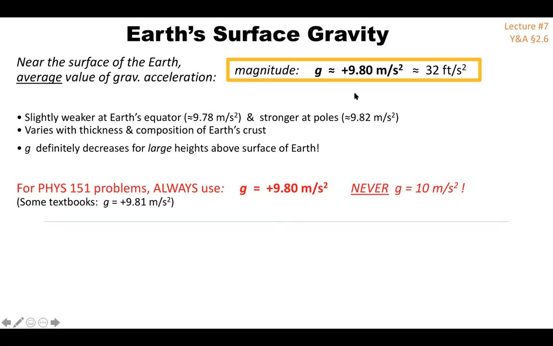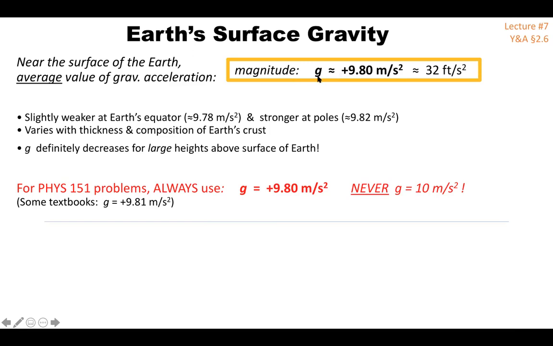The value of this acceleration that all masses experience near the surface of the Earth, if we make the free fall approximation, like no air drag, the value of little g near the surface of the Earth is 9.80 meters per second per second. So that's the value, the magnitude of that acceleration. And we know the direction of it is always toward the center of the Earth.